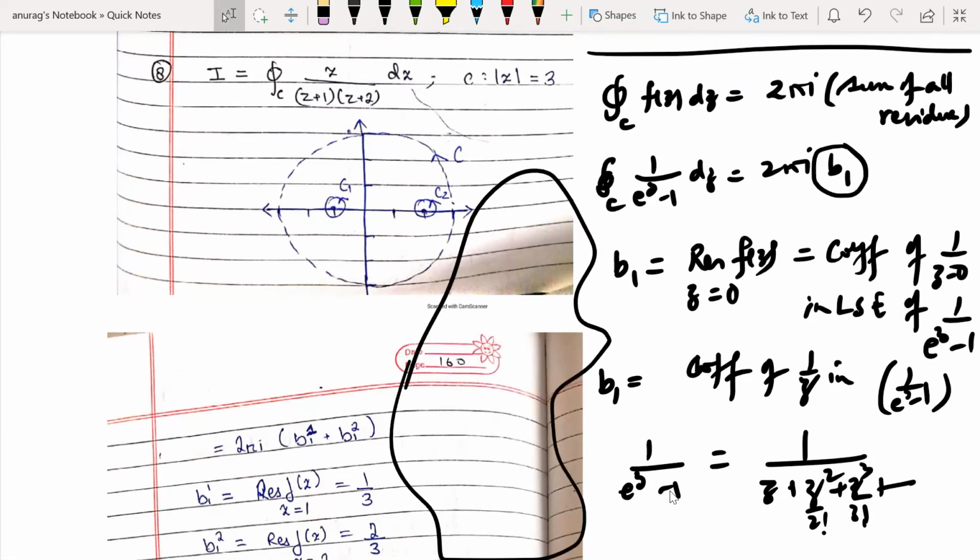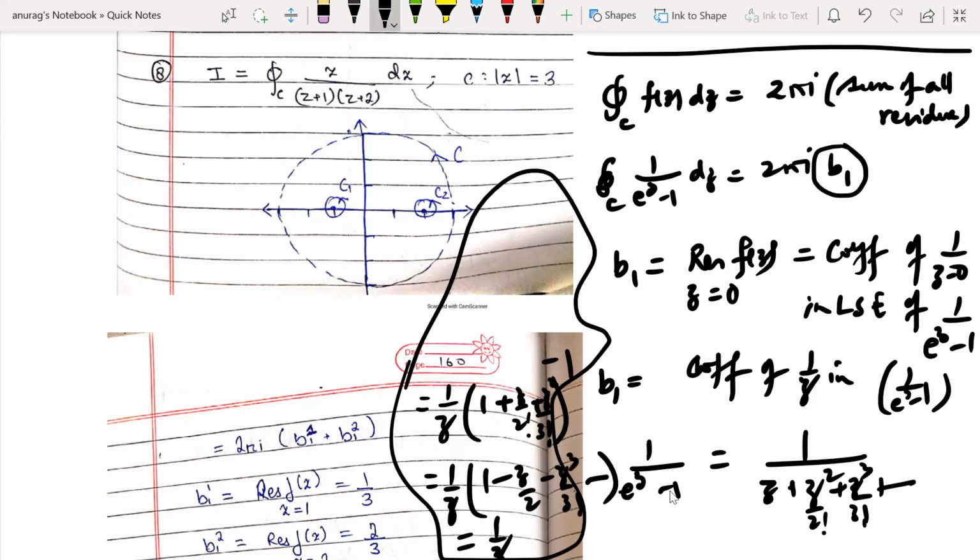Z you can take common here. So 1 upon z, it will be 1 plus z by factorial 2 plus z square by factorial 3 and so on, and the power is minus 1. So it will be 1 minus z by 2 minus z square by factorial 3, neglecting higher order terms. So 1 upon z minus 1 upon 2, and you can see minus z by factorial 3. So can you tell me the coefficient of 1 upon z? That is actually 1 here. So b1 is 1 here.